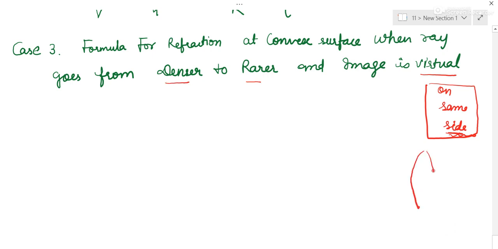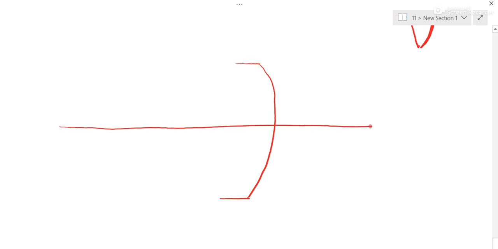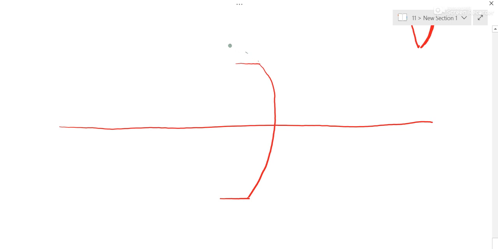Denser to rarer. So we will make a rough convex lens. This is rarer, denser, rarer. So this kind of surface we will hit against. This is the surface you are trying to go out of the glass. So make a proper line. If you wish, you can make it complete as well. In some diagrams they show it, but I don't draw it, so you also don't draw. Let's see. It is denser to rarer, virtual. So the order is COI. The center will be completed, the circle will be completed. This is C. An object, and on the same side there will be the image.